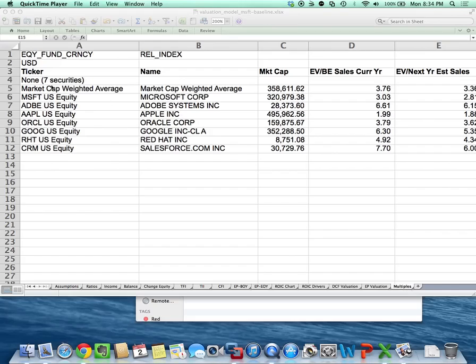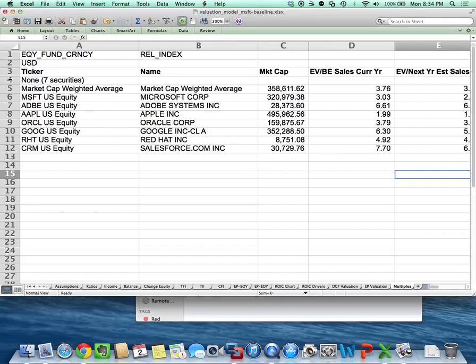Right? And so what I'm going to do here is I'm going to take this row right above the market cap weighted average, and I'm going to call this the implied multiples, or the implied comparables, or implied comps, or comparables, depending on how you want to pronounce the word. So the idea is that these multiples are based on actual market data of the stock prices of the companies in the real world today.